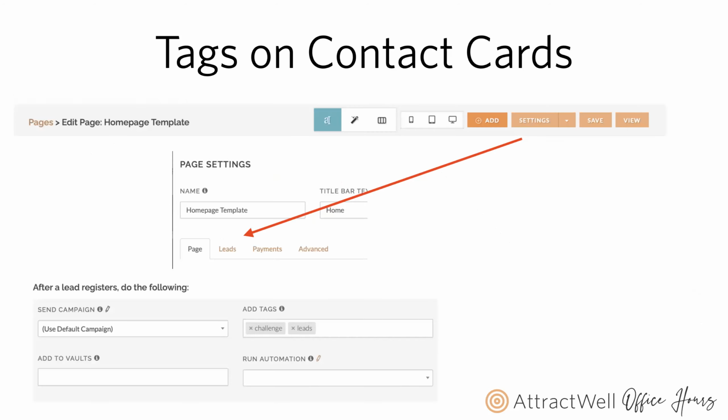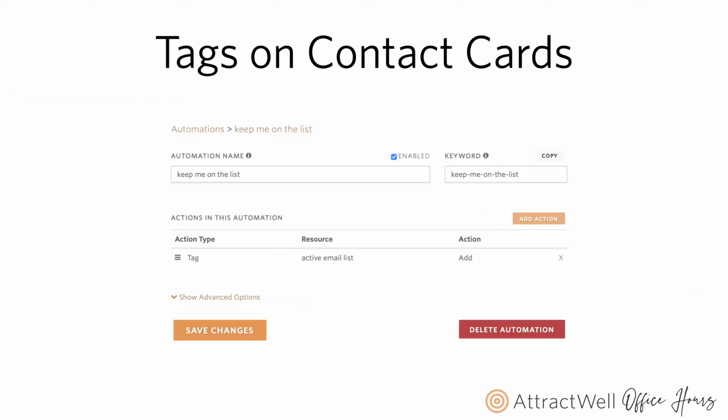Another way you'll find tags, I'm sorry, this says contact cards, forgive me. This is on landing pages. When you go to landing pages or pages, you can go to settings here, go to leads, and then you can actually add your tags there in that bottom field.